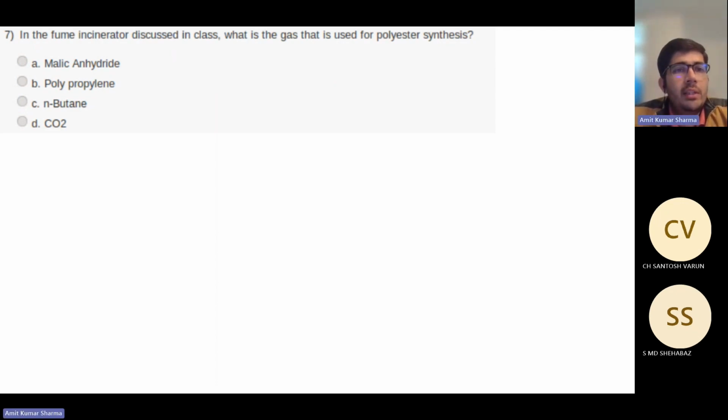In the fume incinerator, discussed in class, what is the gas that is used for polyester synthesis? I think we have already covered it. It is N-butane.